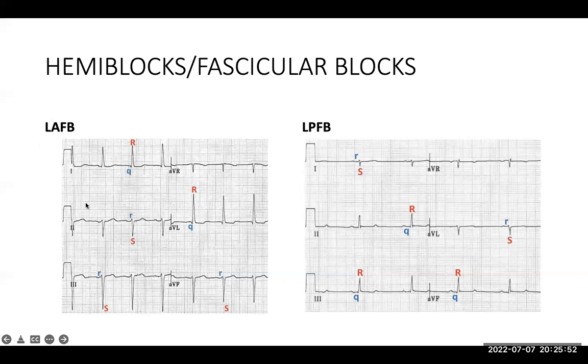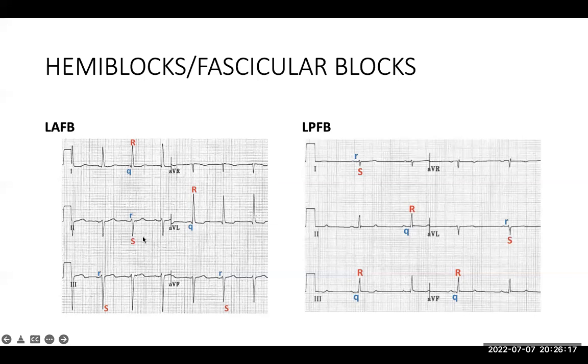Left anterior fascicular block, you always get left axis deviation to start with. Left posterior fascicular block, you will get right axis deviation. You remember I told you when lead 1 is negative, that's right axis deviation. When aVF and lead 2 are negative, that's left axis deviation. So that's the first difference between the two. Left anterior fascicular block, left axis. Left posterior fascicular block, right axis.